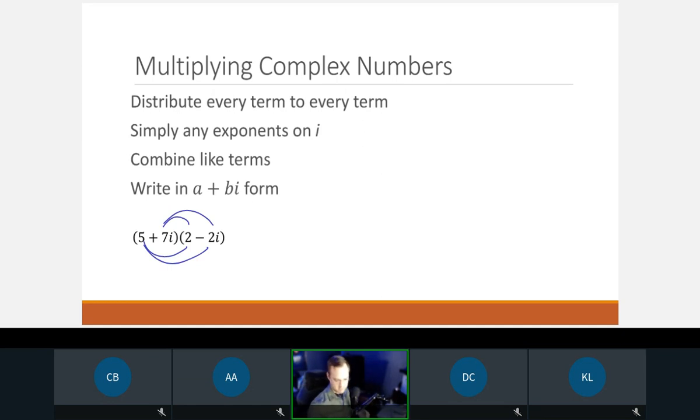So let me go ahead and write this down. All right, 5 times 2 is 10. 5 times -2i is -10i. 7i times 2 is positive 14i. And then 7i times -2i is negative 14i squared. Everyone in agreement?